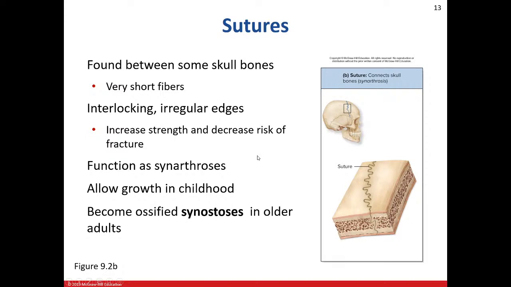Sutures. These are the joints between the flat bones of the skull we mentioned. Here we're looking at the frontal bone and the parietal bone. So this is the what? What suture? That's right, the coronal suture. All right. And good. They have interlocking irregular edges and they function as a synarthrosis, which means they have little to no movement. And again, we'll see perforating fibers running between the two. Okay. And then they will become ossified later in life.